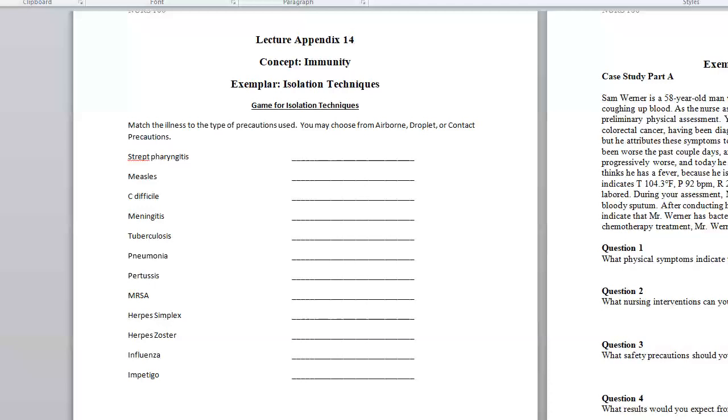Tuberculosis: airborne. Pneumonia: droplet. Pertussis: droplet. MRSA: contact. Herpes simplex, which could be oral or genital, is contact. Herpes zoster, which is shingles, can be airborne or even contact as well. Influenza is droplet, and impetigo is a type of skin problem, and that would be contact. So hopefully you understood that and got those correct. Good job with that.